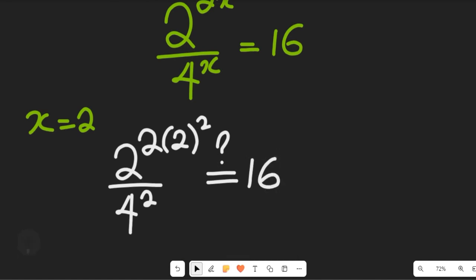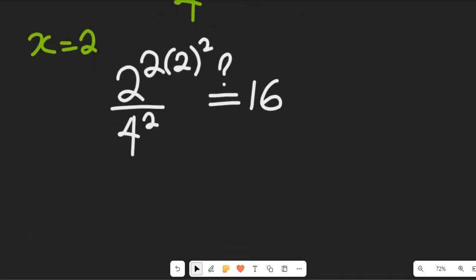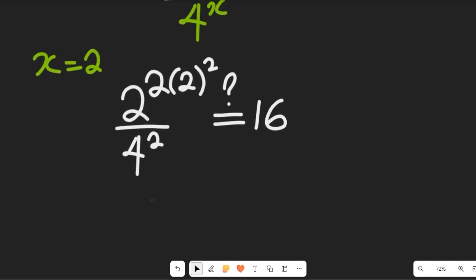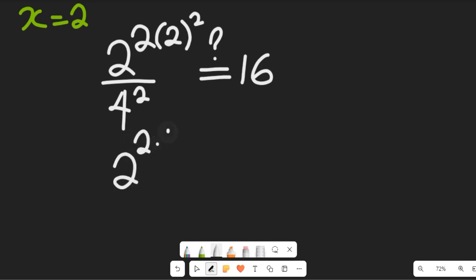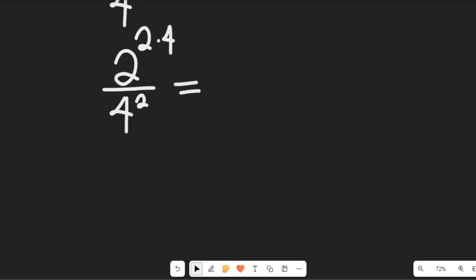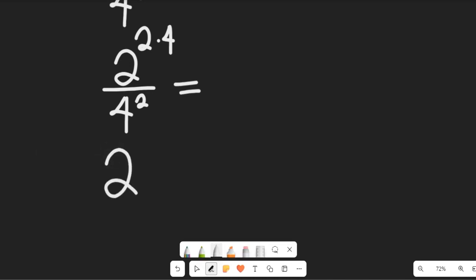Let's find out. So 2 squared is 4. So this becomes 2 to the power of 2 multiplied by 4, divided by 4 to the power of 2. Now this expression will give us 2 to the power of 2 times 4, which is 8. This will give us 2 to the power of 8 divided by 4 to the power of 2.